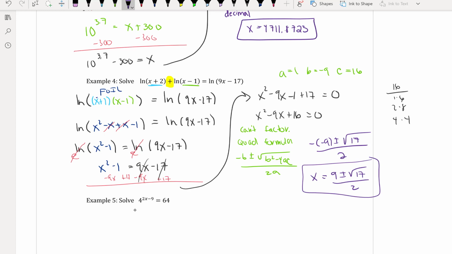Okay, so that is what happens when you can't factor. I tried, I even did it off to the side, like, okay, well, actually, it's not 1 times 6, it's 1 times 16.